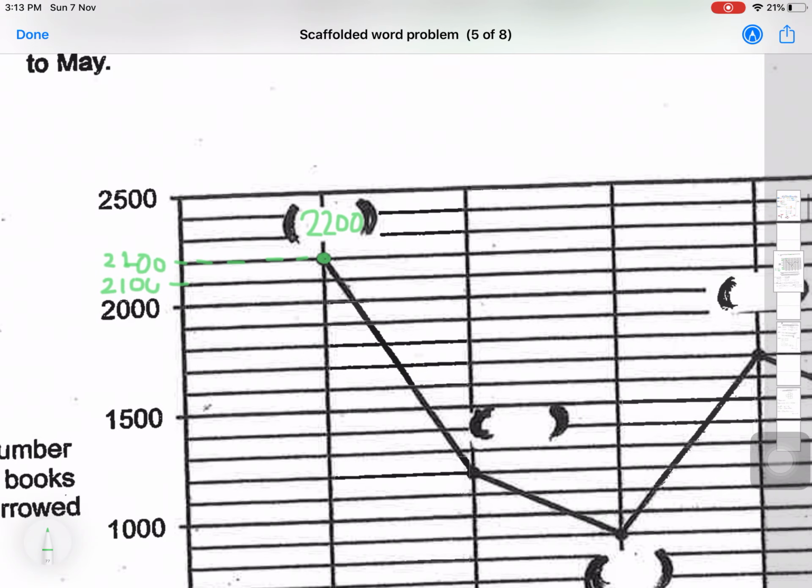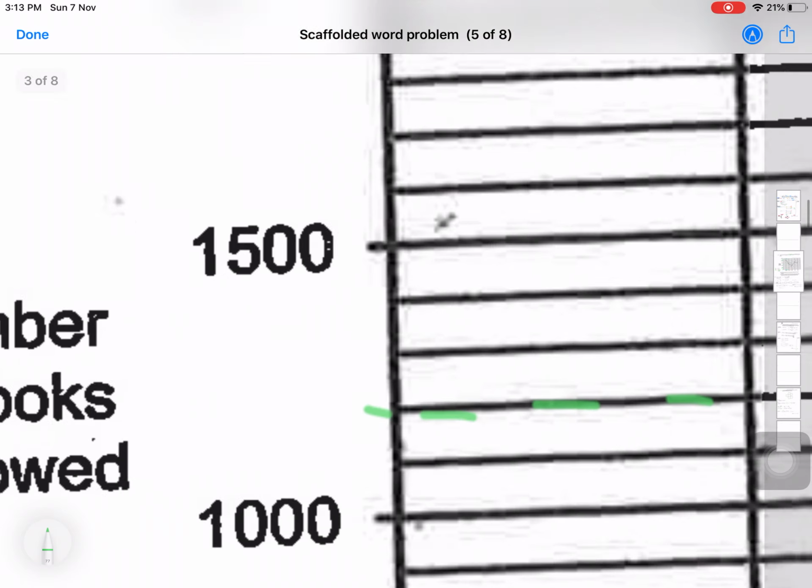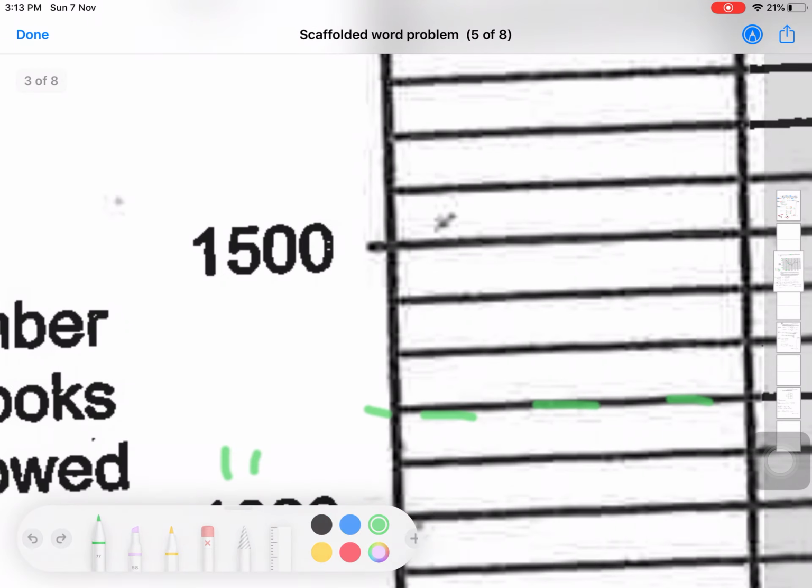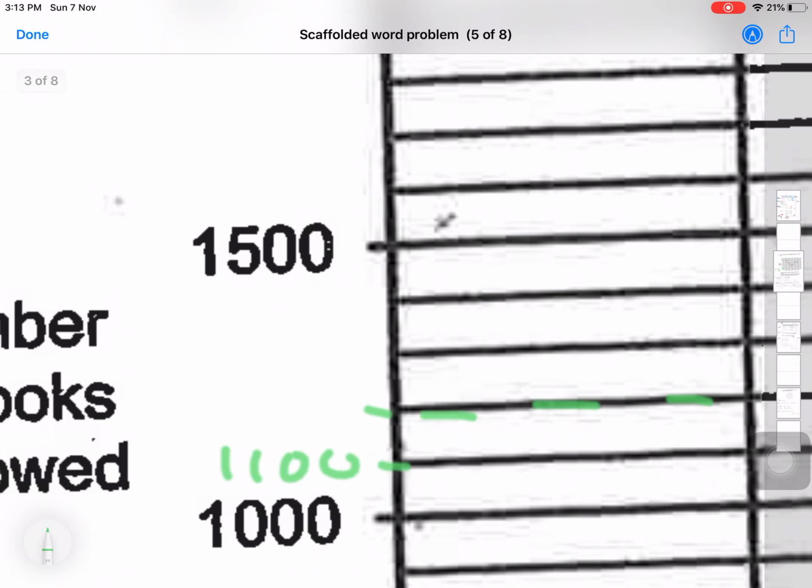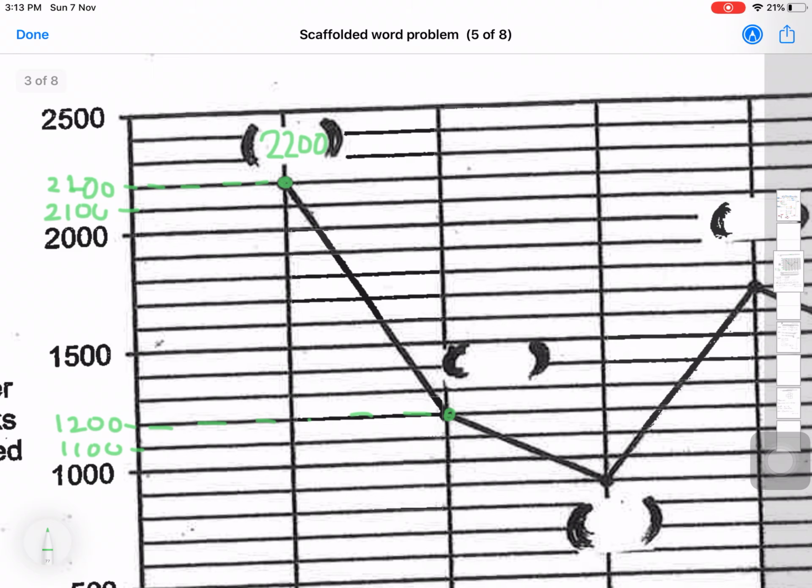Now let's look at the next data point. Let's draw a line across. We can see that this is 1,100. This is 1,200. So this data point here is 1,200.